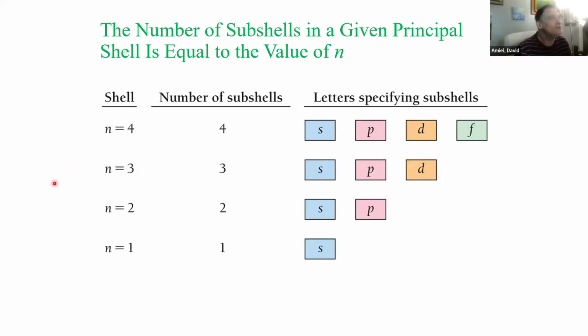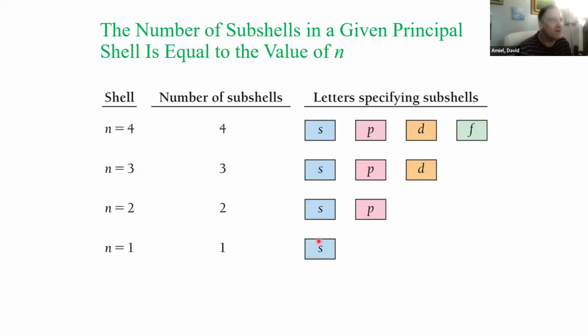So this is information that we've already shared. When n equals 1, it can have one subshell, which is the s. When n equals 2, you can have 2 subshells. When it's 3, you can have 3 subshells. So the principal quantum number n also tells you the number of subshells.